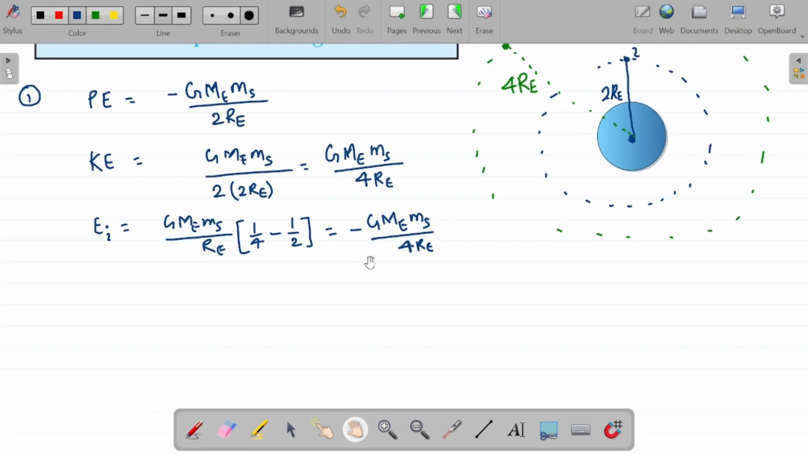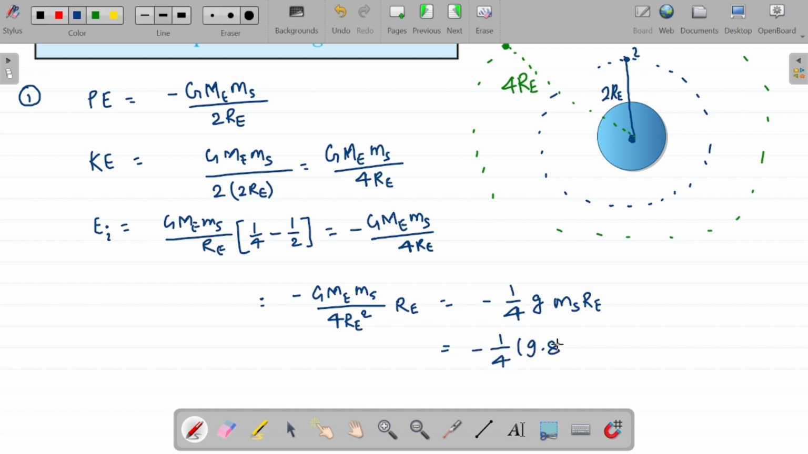Now we can put in the numerical values. So we can do a smart thing here: G ME MS by 4 RE squared, and then into RE. So I have multiplied by RE in both the denominator and the numerator. So it will be minus 1 by 4, and look, G ME by RE squared is nothing but the acceleration due to gravity, and then MS into RE. And now we can put in all these values. Minus 1 by 4, 9.8, and then MS is given as 400 kg.